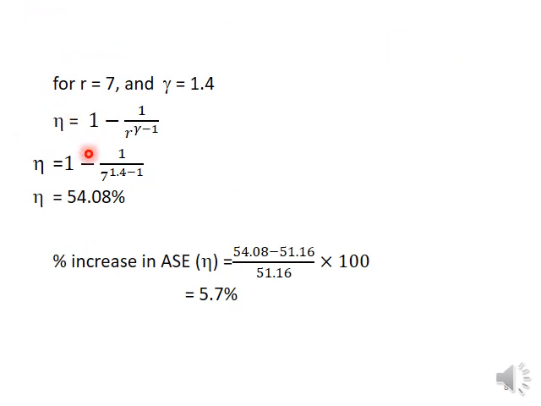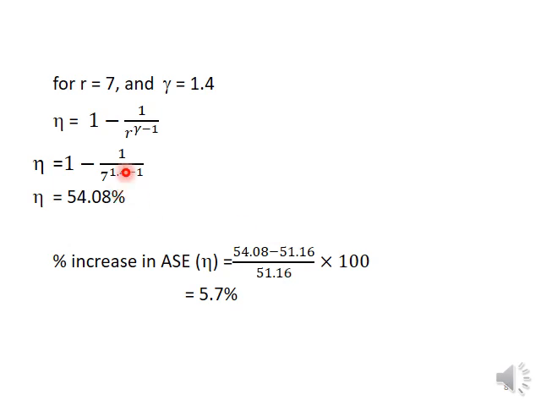Efficiency is equal to 1 minus 1 divided by 7.14 to the power of 1.4 minus 1, it is 54.08 percent efficiency. Then how much does it increase? 51 to 54 means the percentage increase in air standard efficiency. 54 is for 7 and 51 is for 6. 54.08 minus 51.16 divided by 51.16. It is a 5.7 percentage increase in the air standard efficiency of Otto cycle when the compression ratio is increased from 6 to 7.